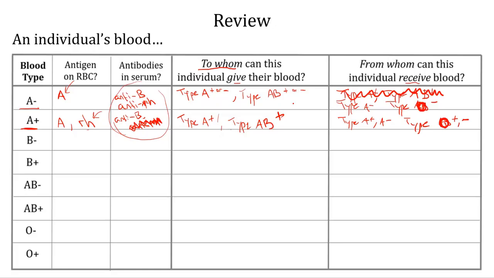Okay, so that is a little bit tricky, isn't it? When you're asking to whom can you give the blood type, think about the A antigen on the donor's red blood cell and make sure that you're not giving it to somebody that would have the complementary antibody in their plasma. When you're thinking about from whom could you receive, you're not so much concerned about the antigen on the red blood cell, you're more concerned about the antibodies that you have in the plasma of the recipient.